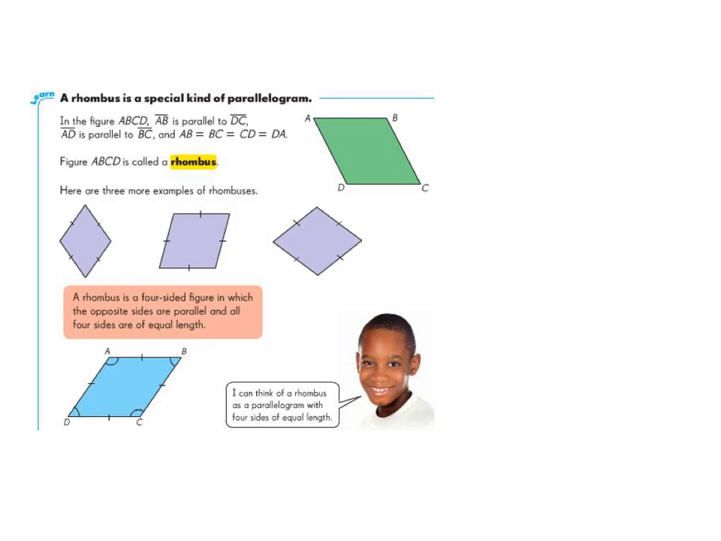And I think this is where we're going to stop for today. Let's learn about rhombi tomorrow. So even though I have more slides here, this is as far as we'll go for today.